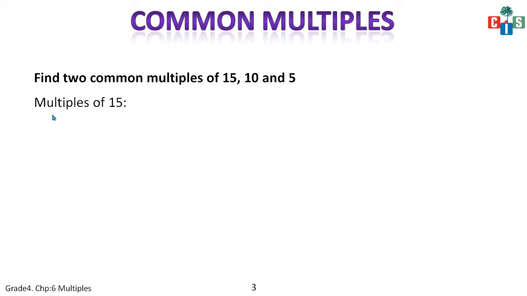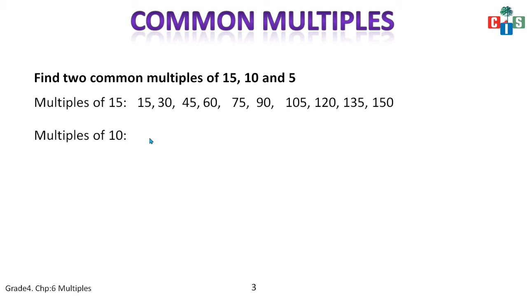So let's have multiples of 15 first. So it will be 15, 30, 45, then 60, then 75, 90, 105 and 120, 135 and 150. So for 15, I have written the table till 10 times. Then you have to write multiples of 10. So 10, 20, 30, 40, 50, 60, 70, 80, 90 and 100. So I have written 10 till 10 times.